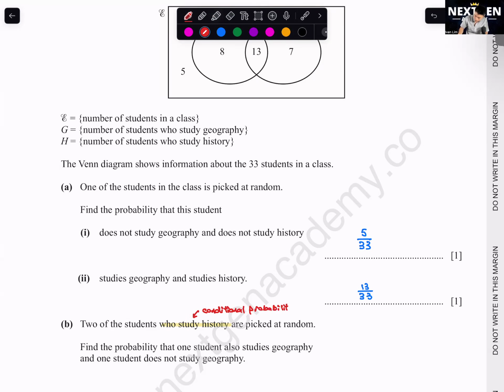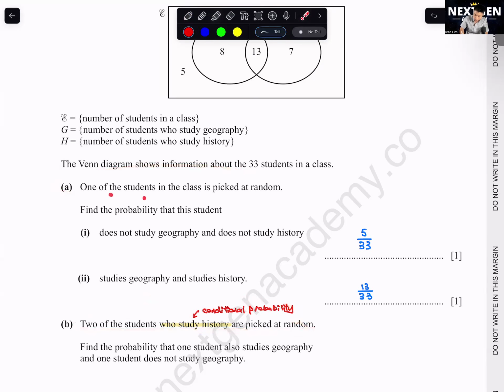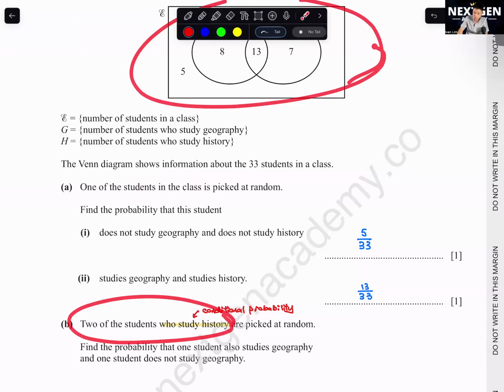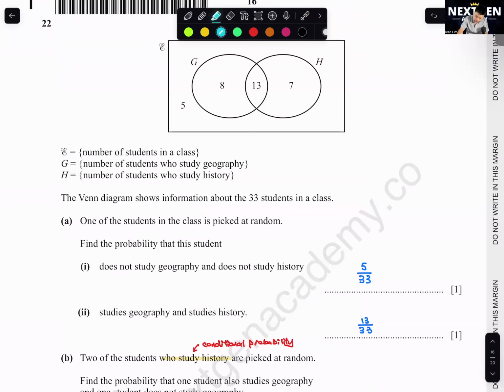What is the difference between this sentence here and this sentence here? You see, this one, they only say one of the students in the class is picked at random. This one, they never say in the class. In the class means everyone in the class. Now we only look at history. So that means this is your new condition. You only look at these 20 students here, 13 plus 7 students. Okay?